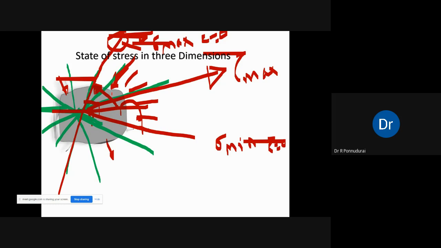Okay, and 45 degrees to the maximum principal plane will have the maximum shear stress. So in the principal plane the shear stress will be zero. The rest of the planes will have some amount of shear stress also, but here when it comes it will be zero again.